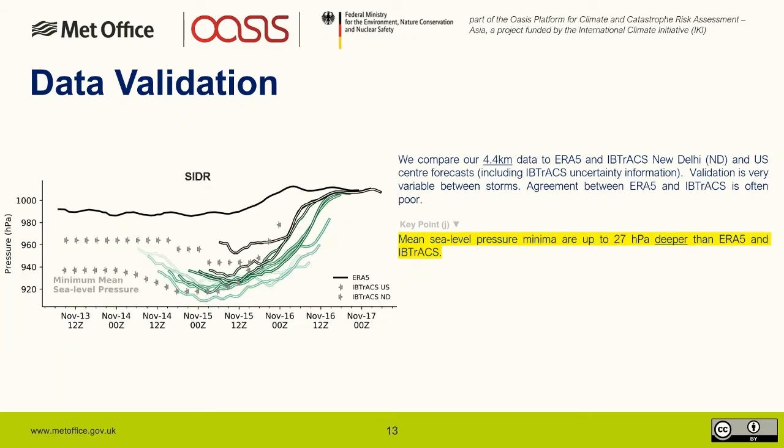So looking at mean sea level pressure, unsurprisingly we see a similar picture. Our regional model and IBTrACS compare more favourably, with ERA5 apparently underestimating the depth of the pressure minima. Remember, ERA5 is this thick black line at the top, and these grey triangles and bars represent the IBTrACS with their associated uncertainty.